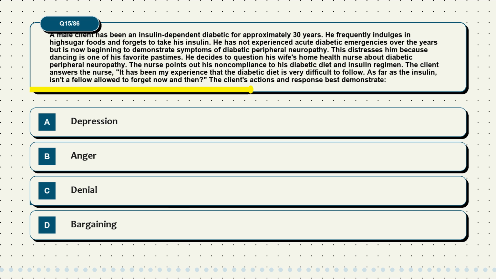He decides to question his wife's home health nurse about diabetic peripheral neuropathy. The nurse points out his non-compliance to his diabetic diet and insulin regimen. The client answers the nurse, "It has been my experience that the diabetic diet is very difficult to follow. As far as the insulin, isn't a fellow allowed to forget now and then?" The client's actions and response best demonstrate. Here are the options. Option A. Depression. Option B. Anger. Option C. Denial. Option D. Bargaining.